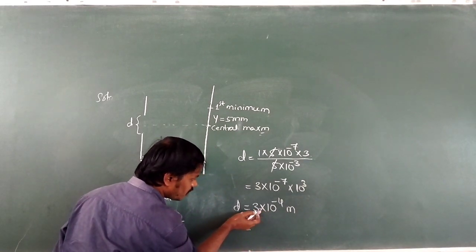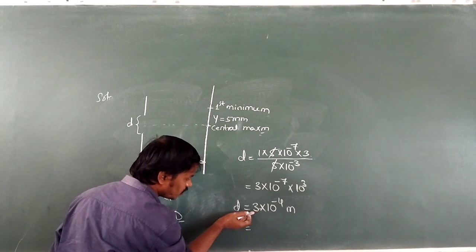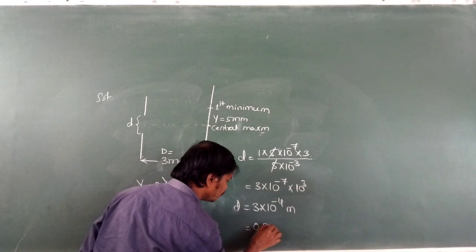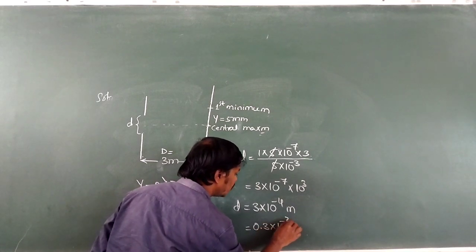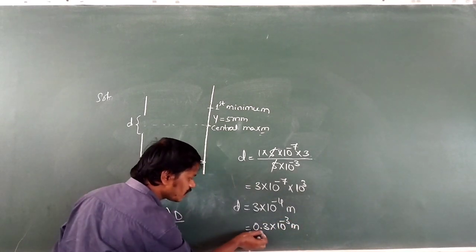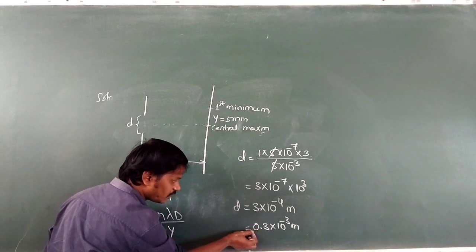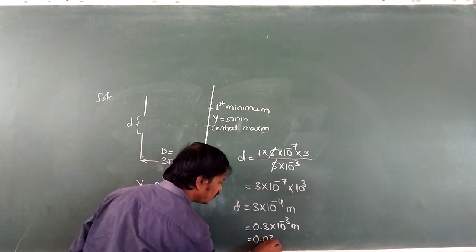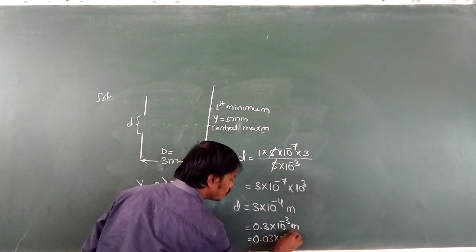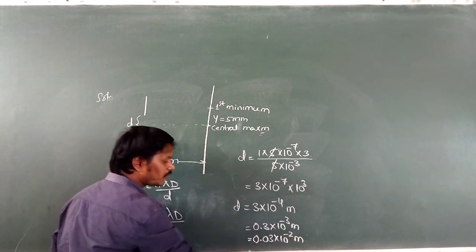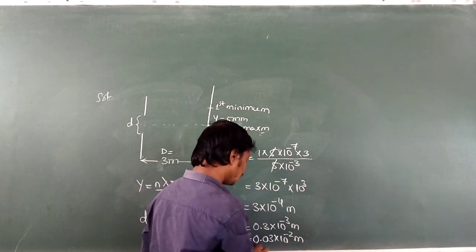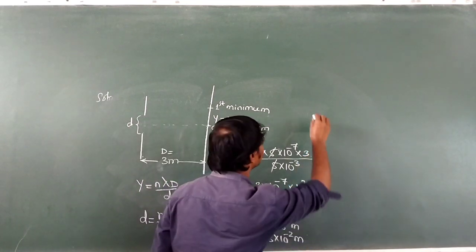So I will displace this decimal point after one digit in which direction? Left direction, means that is 0.3. Now it is 10 to the power of minus 3 meter. Again I will displace this decimal point in left direction after one digit. Again it is 0.03 into 10 to the power of minus 2. Then 0.03 into 10 to the power of minus 2 is nothing but 0.03 centimeter.